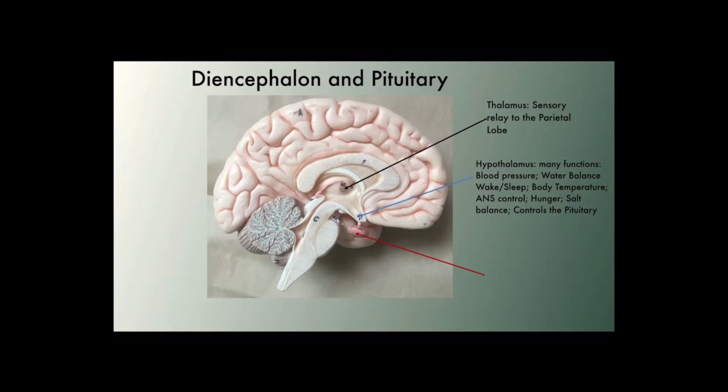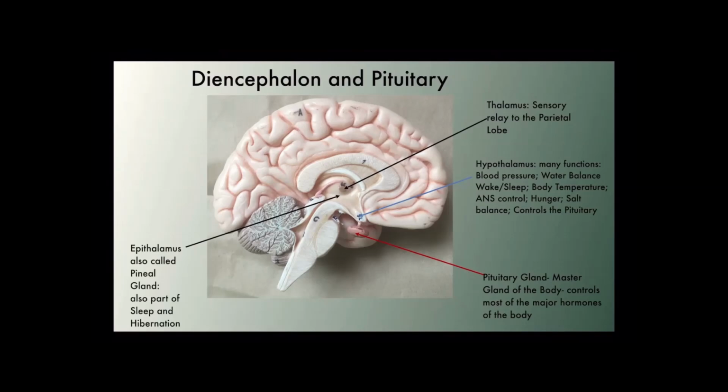How about here? That's right. That's our pituitary gland. It's the master gland of the body. Controls most of the major hormones of the body. What about here? What do we find in this region? That's right. Epithalamus, right? The epithalamus, also called pineal gland. It's also part of sleep and hibernation.